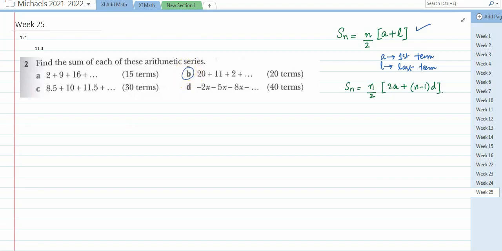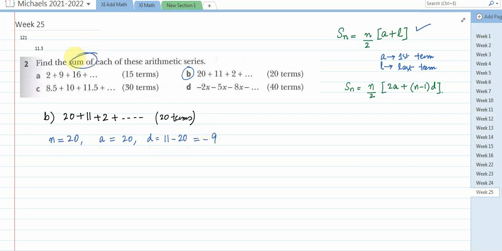For B part, the question is 20 plus 11 plus 2 plus and so on, and we have 20 terms. Alright, so first thing, what is 20 here? 20 is the value of n. What is a? The first term, 20. What is the difference? The difference is second minus first, which leads to negative 9. Alright, we need to find out the sum.